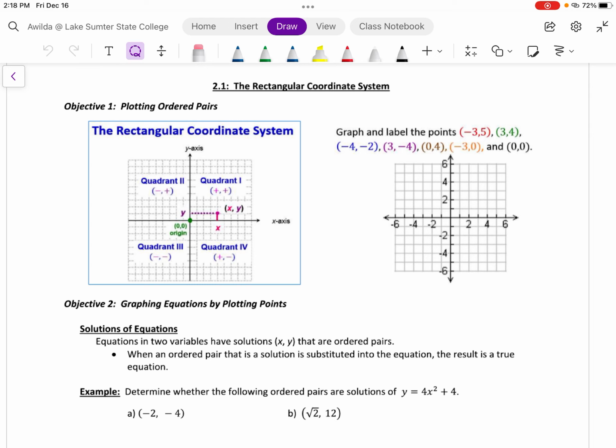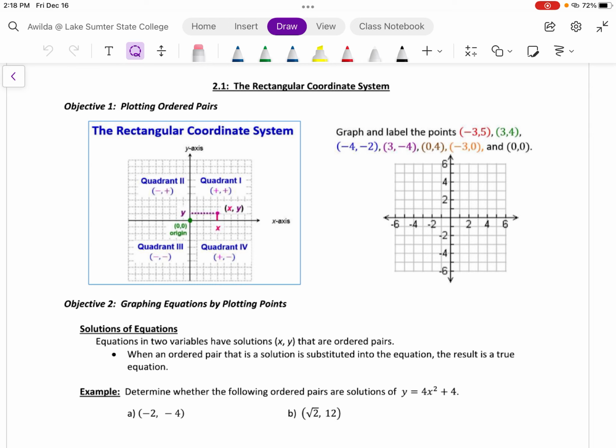First, let's take a moment to look at the rectangular coordinate system, which is divided into 4 regions called quadrants. These 4 quadrants are determined by 2 lines called the axes. The horizontal axis is referred to as the x-axis, and the vertical axis is the y-axis.